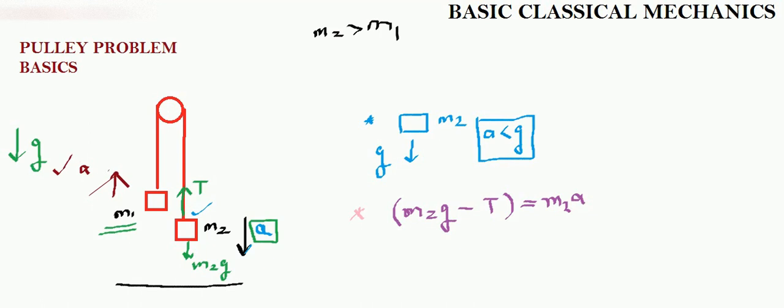Now what is actually causing m1 to go up? m1 should have fallen down. Why should m1 have fallen down? Because there is a force m1g that is pushing m1 down. But the only reason m1 is going up instead of going down is because m2, which is heavier than m1, and since m1 is connected to m2.